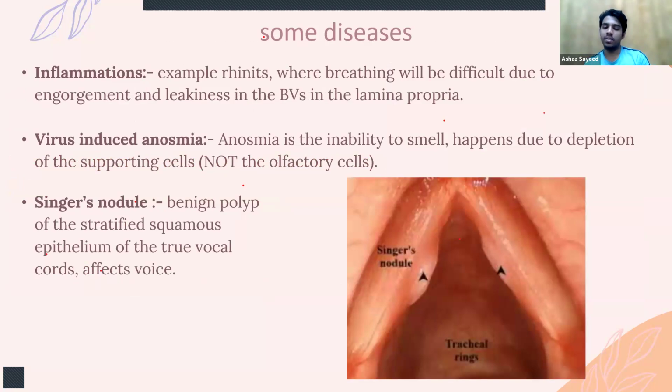Now you have something called anosmia. Remember, anosmia is inability to smell, not inability to breathe. I'm sorry, inability to smell. It happens due to depletion or dysfunction of the supporting cells. Remember, the supporting cells, not the olfactory cells. Because virus-induced anosmia is temporary. So in temporary loss of smell, you're going to have destruction of the supporting cells. If you have destruction of the olfactory cells, that's going to be a permanent loss of smell.